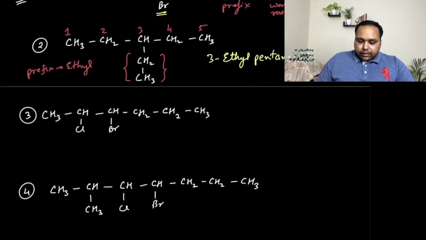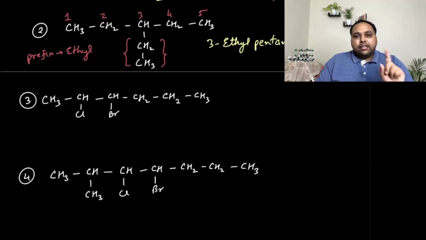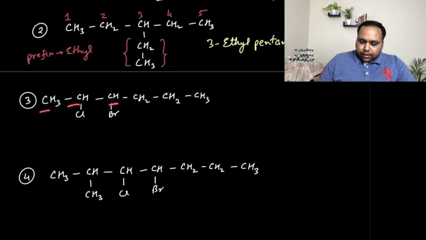Let's look at a third example, and in this example we will try and learn something new. So here we have 1, 2, 3, 4, 5, 6 carbons as a main chain.